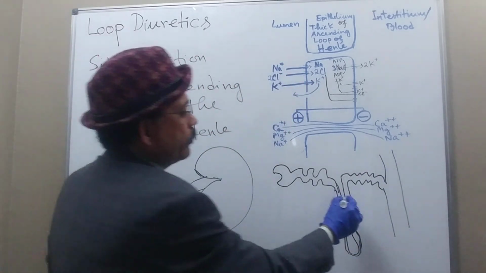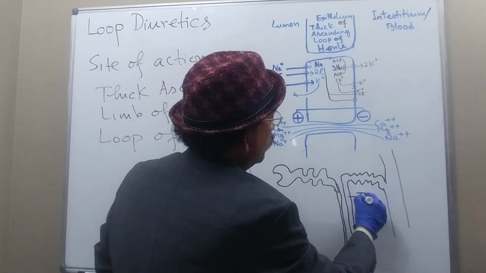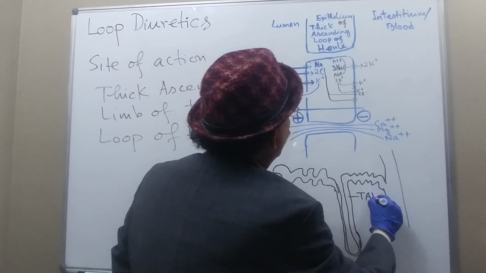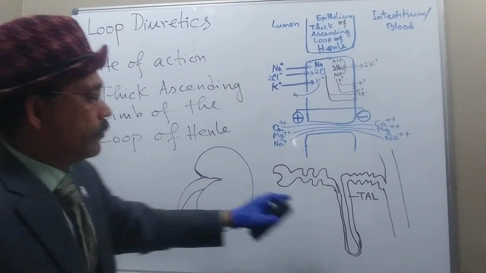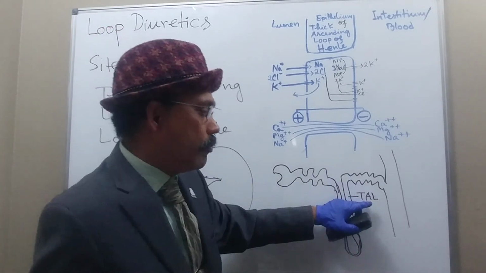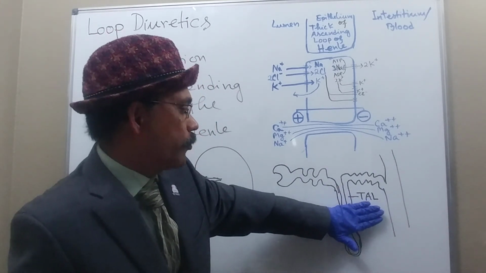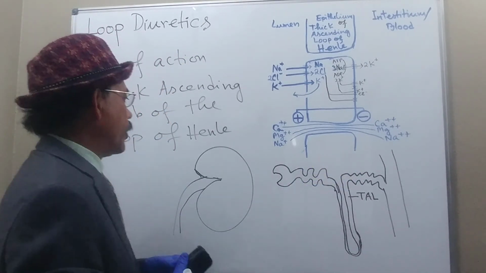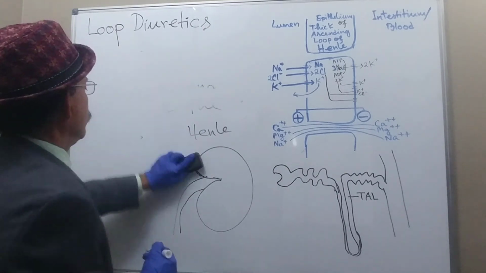So the site of action is in the thick segment of the ascending loop of Henle. So we got the site of action is here. This is present in the medulla of the kidney. This part is the hyperosmolar part. This is the cortex, that is the isoosmolar part of the kidney. So we got the site of action.